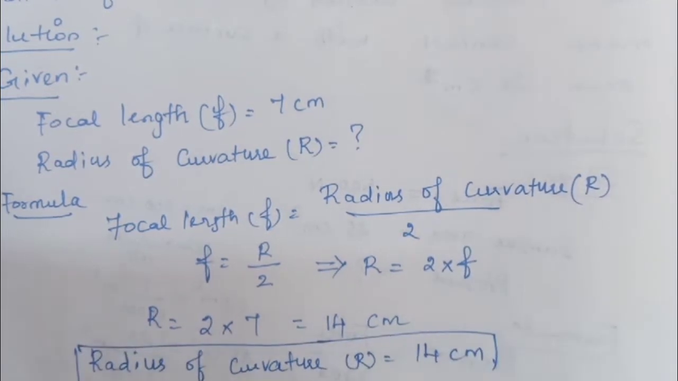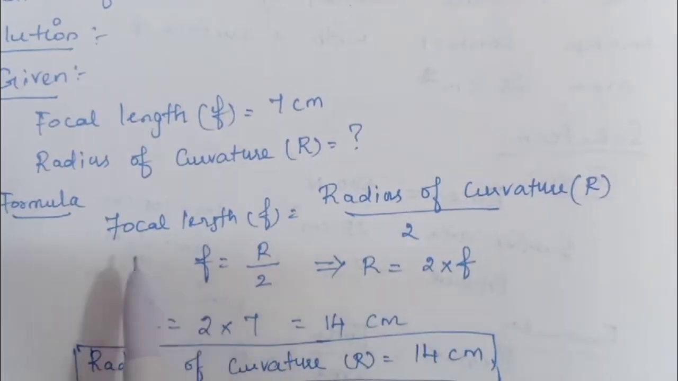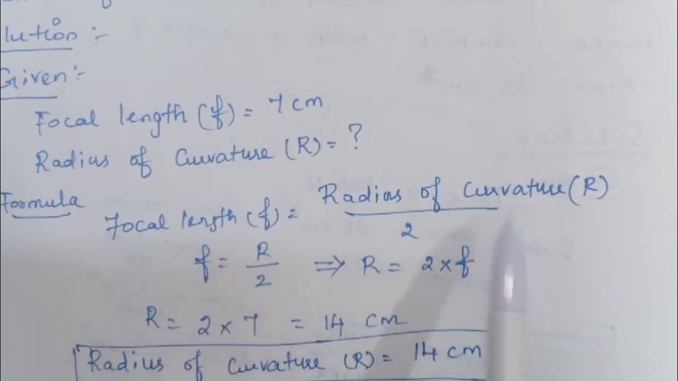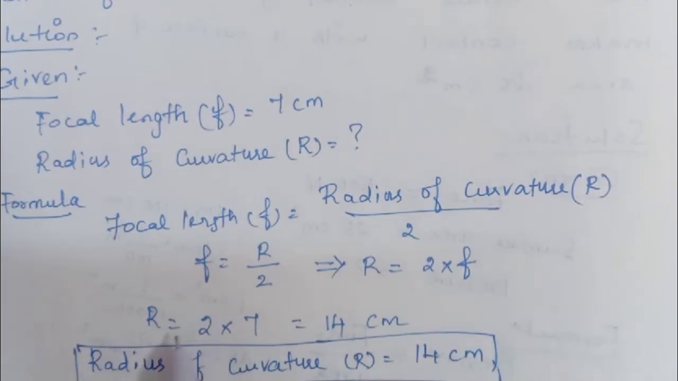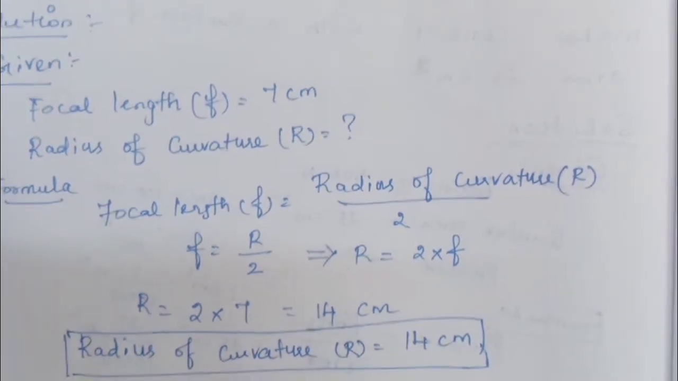That's all. The same formula: focal length is equal to radius of curvature divided by 2. So we can modify it: R is equal to 2 times f. So the radius of curvature R is equal to 14 centimeter. Clear, children?